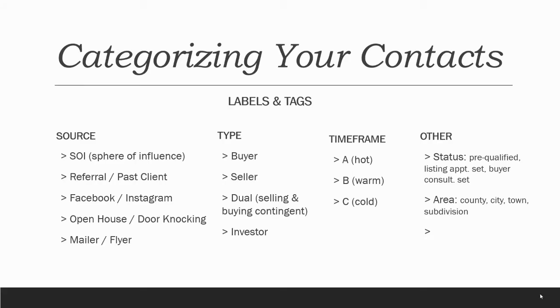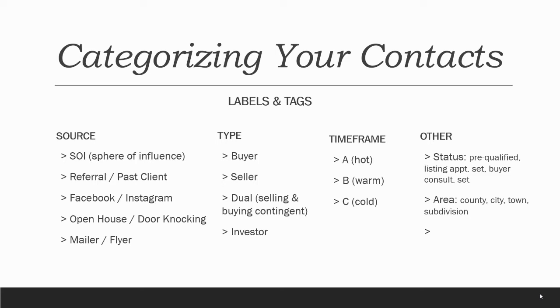So first and foremost, it's really important to categorize your contacts. My hope is that you have a CRM system set up where your database of contacts are all housed. So types of labels and tags that I would recommend getting started on categorizing your contacts into would be source, type, time frame, and some other ones.